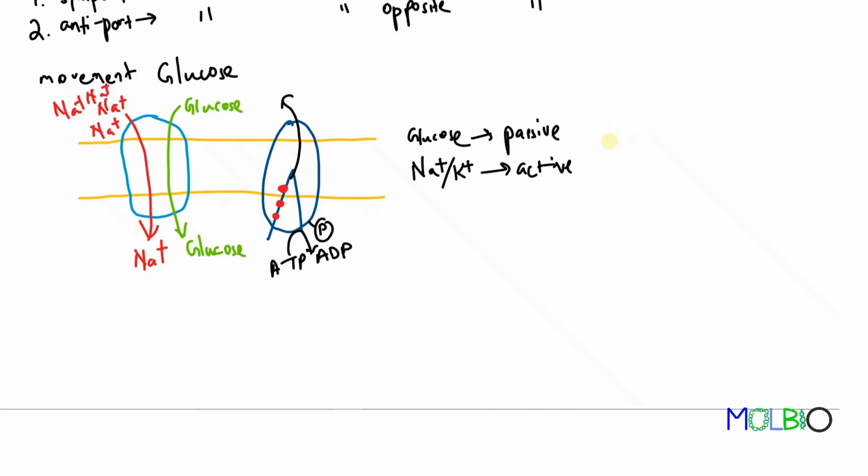Now this mechanism is used in a lot of physiological conditions, for example, pushing glucose into tissues which already contain a lot of glucose, like muscles or liver cells. So we'll look at this physiological regulation in a later video.